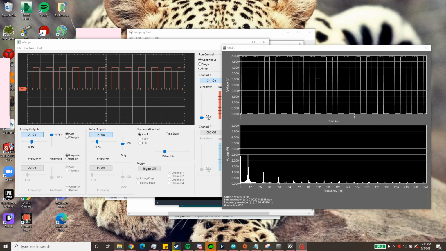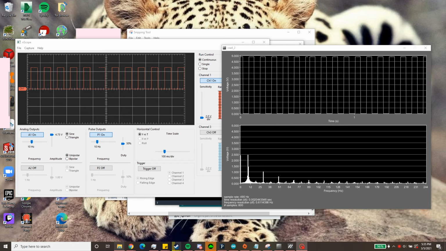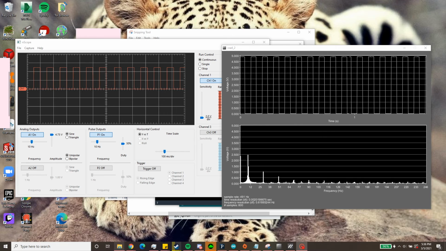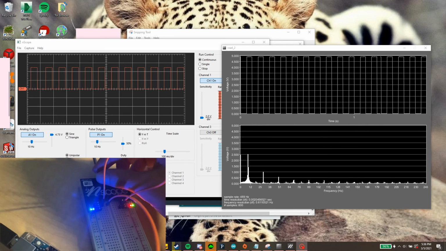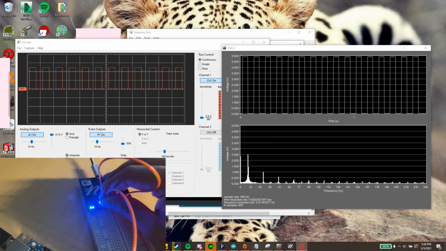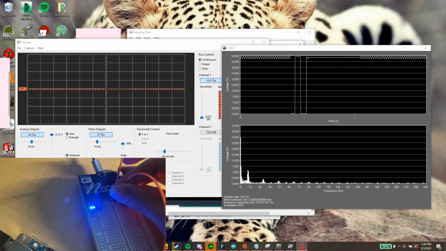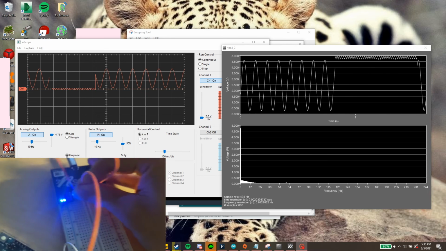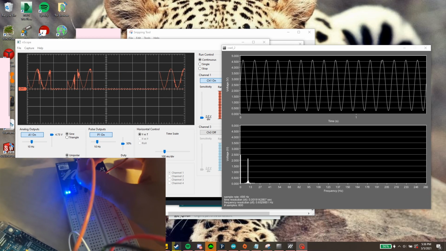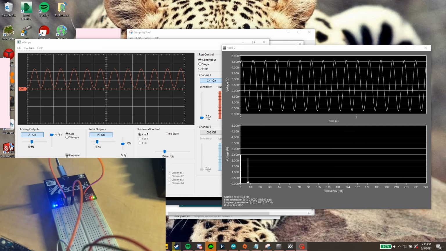As we expect, the series is the sum of frequencies with the magnitude decaying at a rate of 1 over x, and each harmonic frequency occurs at a constant multiple of the fundamental frequency. Now we will change the wires to our analog pin from the pulse output to the analog output on the oscilloscope in order to see our triangle wave.